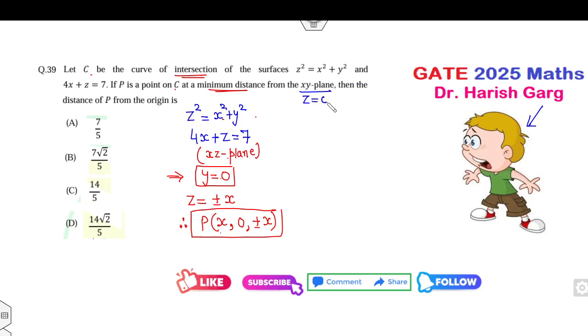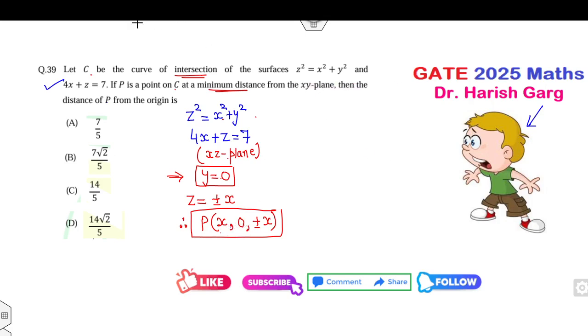So on the xy plane, z will be 0. Once z is 0, can you find the value of x? x will be 7 by 4. So this point will be 7 by 4, 0, plus minus 7 by 4. Is it okay? 4x plus z is equal to 7. Okay. Firstly, you have to find this unknown point.